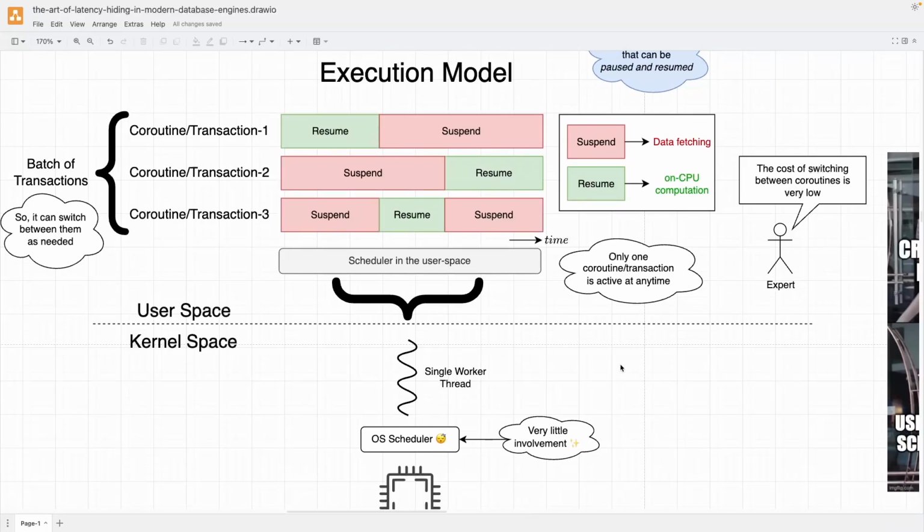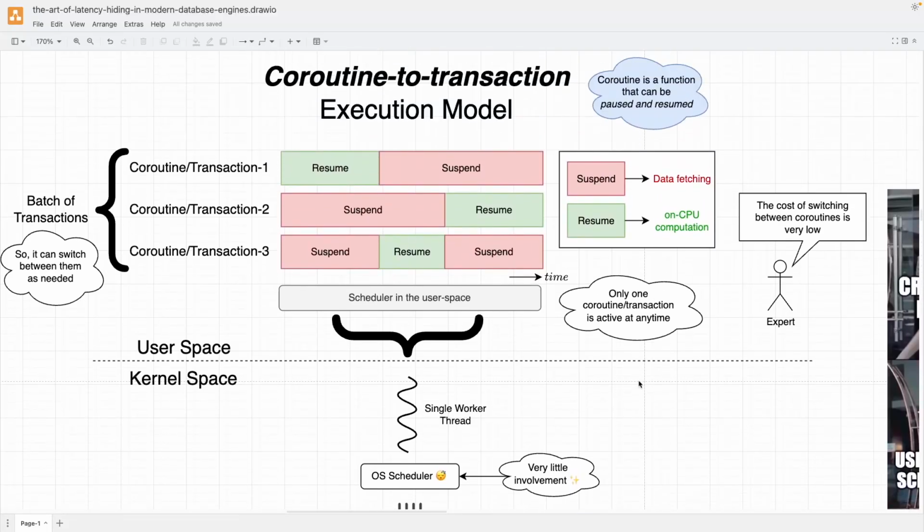Take multiple coroutines, have them in the user space, keep transitioning between them as each coroutine has to wait for some data to come in, keep the CPU busy all the time, and use only one worker thread underneath per CPU core so that the OS scheduler is kept asleep, it's kept at bay, doesn't trouble us, doesn't slow things down. So I'll pause here for any questions on this model, and feel free to ask away because this is one of the first core solutions that the authors give to the latency problems.